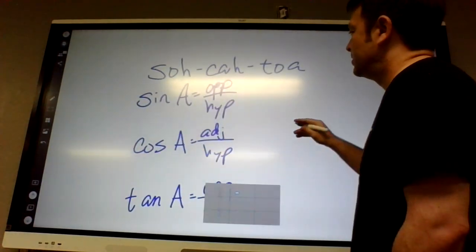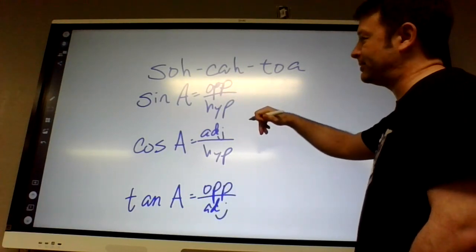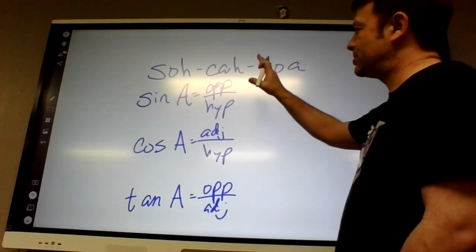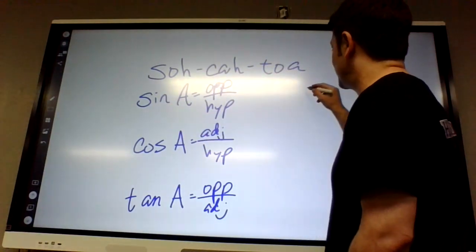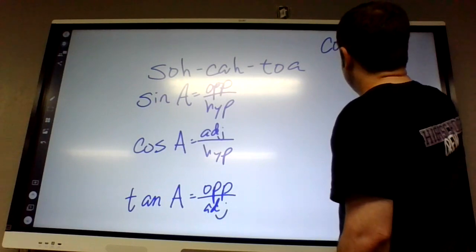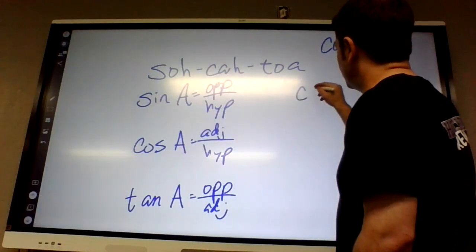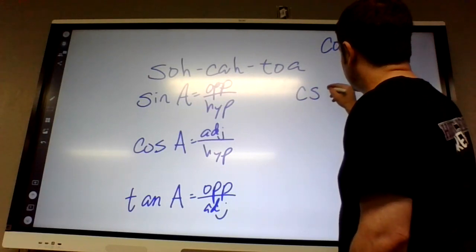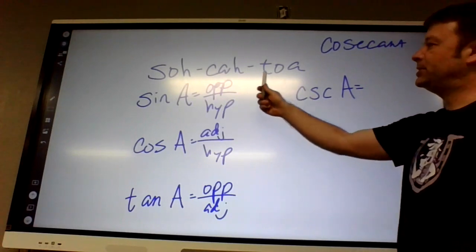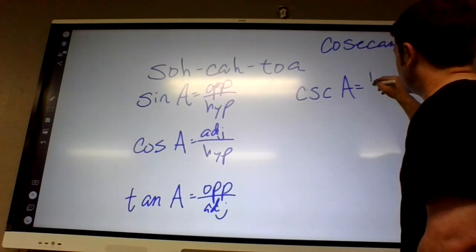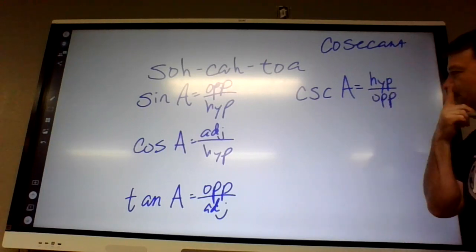So it's kind of easy to say opposite, even though that technically might not be the best way. So the reciprocal of sine, they call it cosecant. Of course, they never spell it out, but that's what it looks like. Cosecant, the abbreviation is CSC. So cosecant of the angle would be equal to, instead of opposite over hypotenuse, hypotenuse over opposite. So it's just upside down.